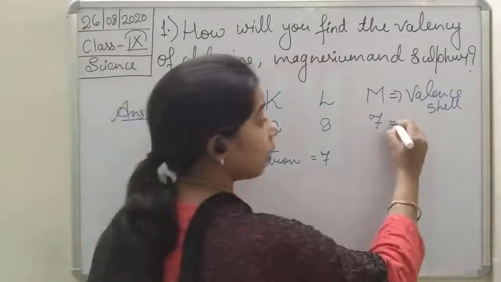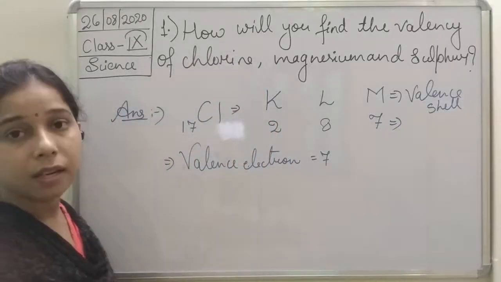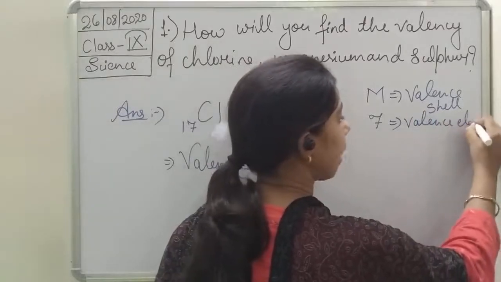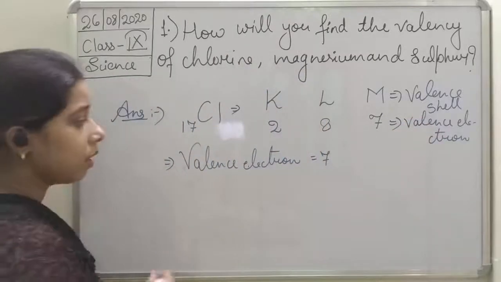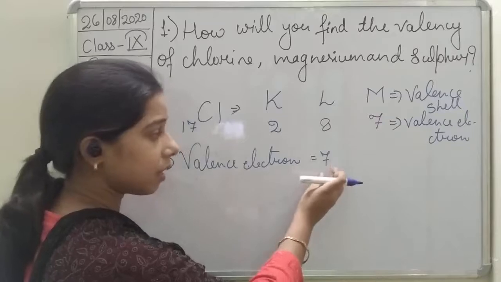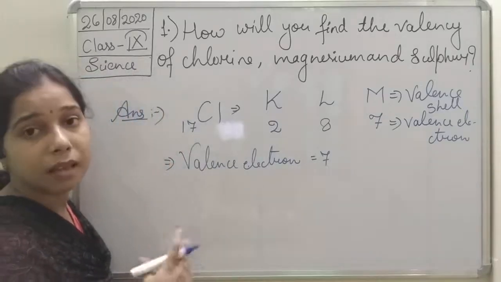Now, the electrons which enter into the valence shell, the outermost shell, are known as valence electrons. So here it will be the valence electron. Right? So you see here, student, the valence electron is 7 here. Now, the valence electron is more than 4.